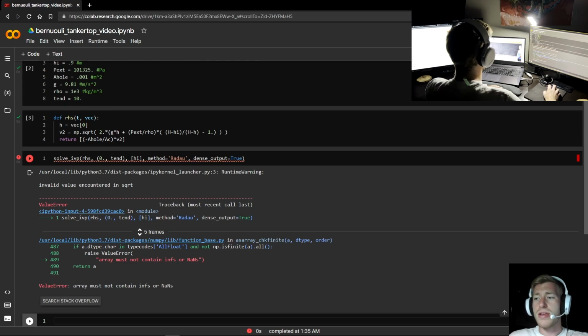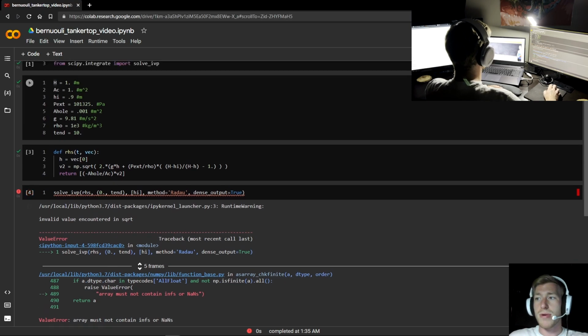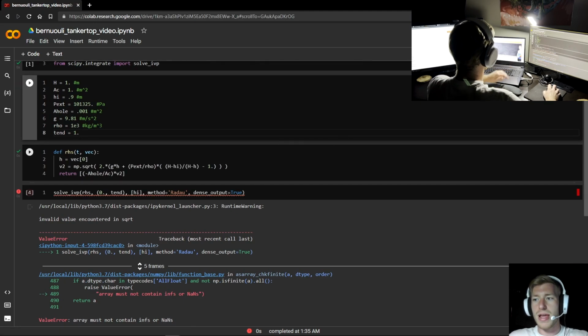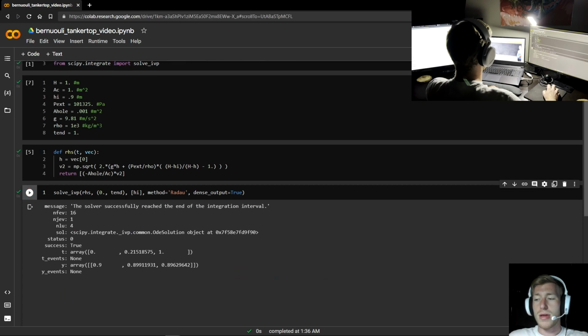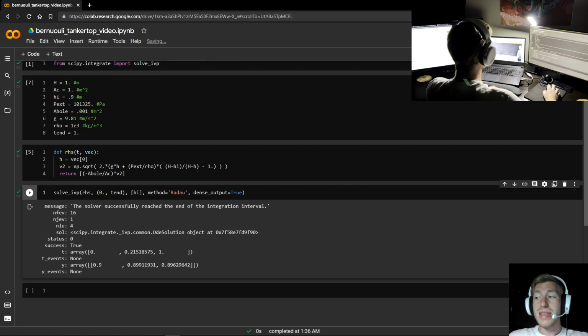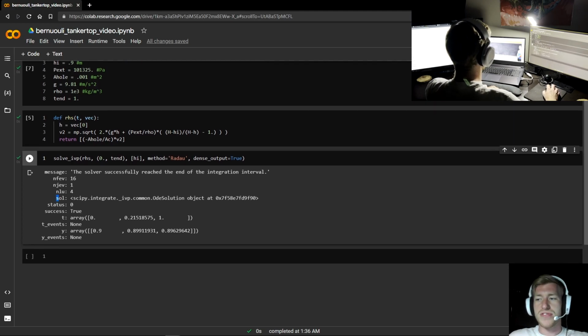We have an invalid value encountered in square root. Now, just to avoid this temporarily, I'm going to chalk t end down to 1. I have to redefine this, 1. And it does work. It reached the end of the integration interval. Notice it didn't say it converged at all. It just said it reached the end of the interval. And you can see right here, there's the sol right here. That is the actual function that we can take, and we can plug in any range of t's and get an answer out.